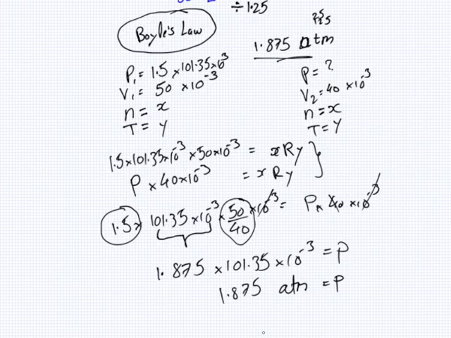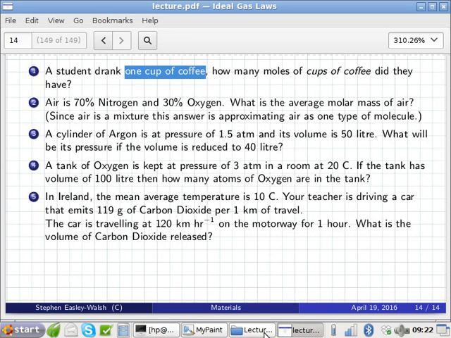Did you get this one, Andy? You didn't get this answer? Yeah. What did you get? 1 point. I just didn't use the Boyle's law. Okay. Continue now. Next, a tank of oxygen is at 3 atmospheres at 20 Celsius and it's 100 litres. How many atoms of oxygen are there? Okay.